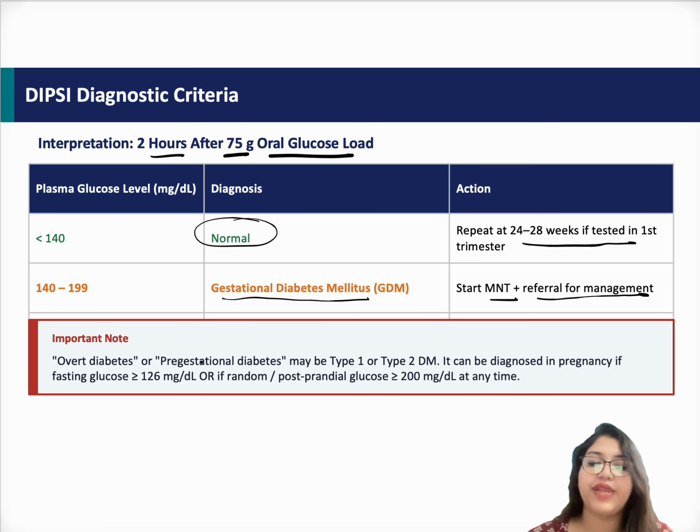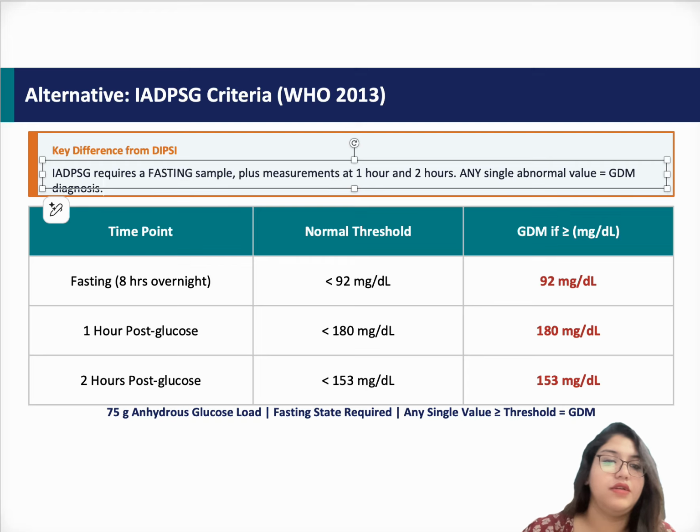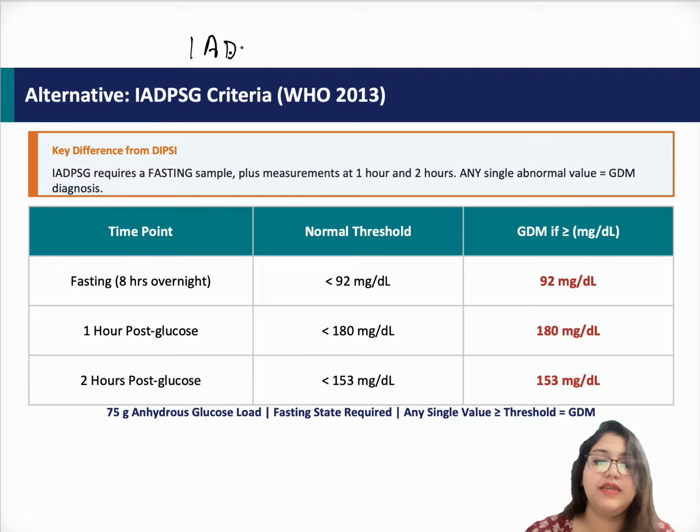It can be diagnosed in pregnancy if fasting is more than 126 or random postprandial glucose is more than 200 at any time. Then we have the alternative IADPSG criteria, WHO 2013. IADPSG requires a fasting sample, at 1 hour and 2 hour. Any abnormal single value is a GDM diagnosis.